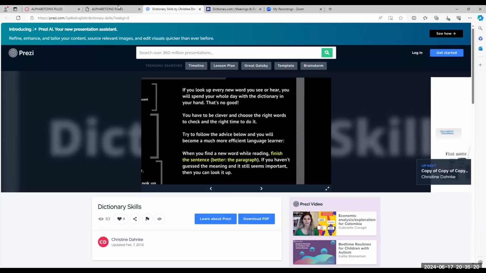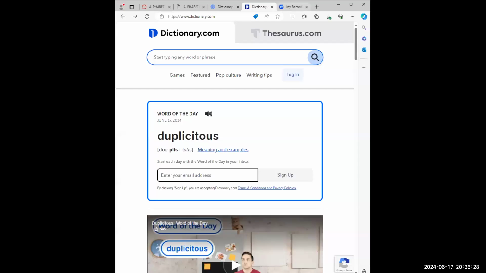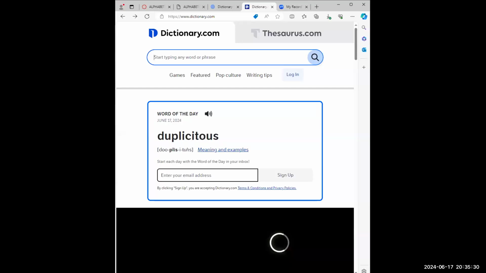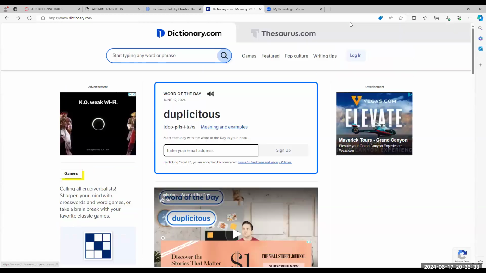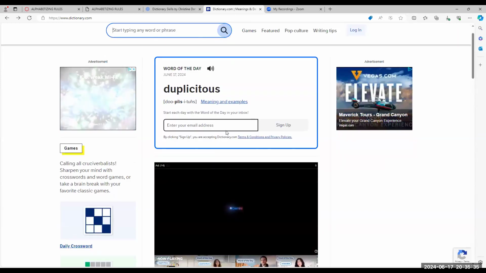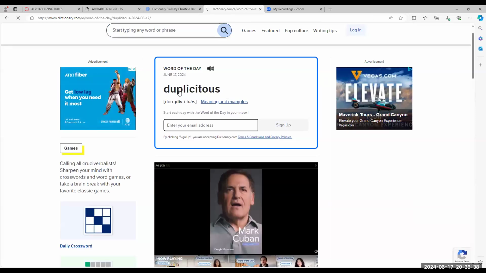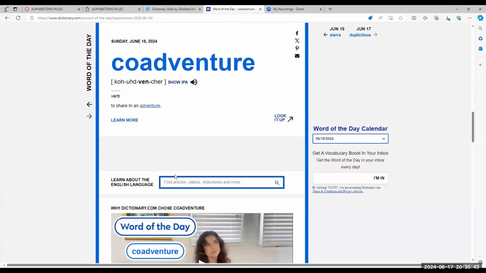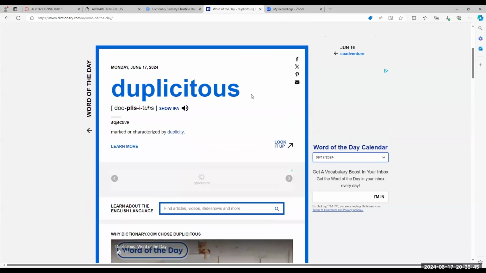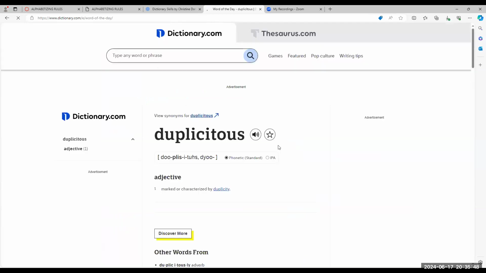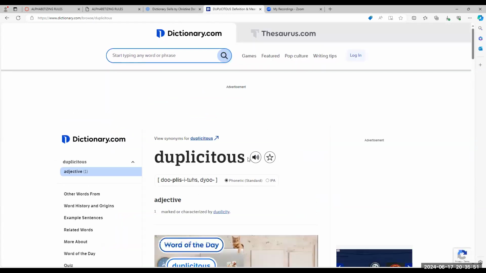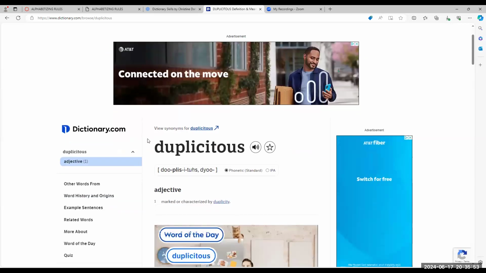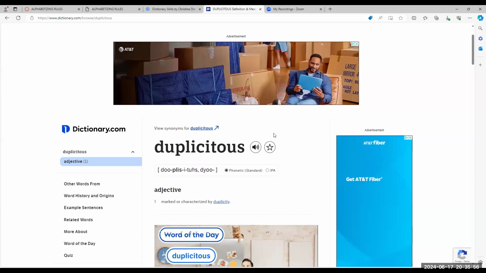So, for our purposes, let's take a look at, again, dictionary.com. Let's take a look at the word of the day, because they have a word that they're trying to teach us every day. Oh, maybe not. Look it up. Let's look it up. Does anyone know how to pronounce this word? Should we hear it?